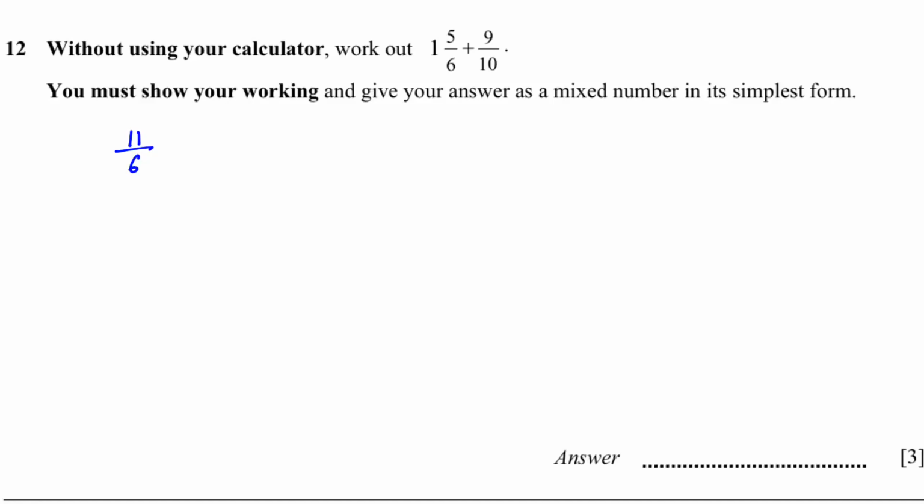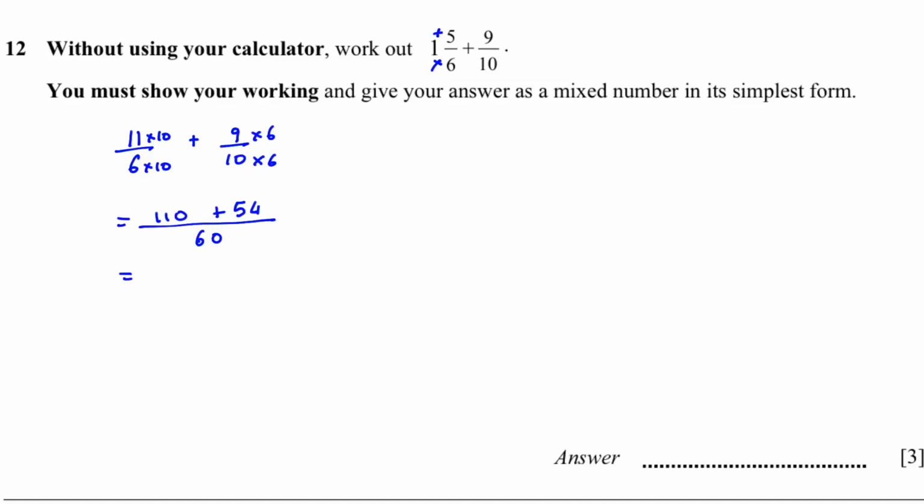To get it manually, do 6 times 1, 6, plus 5, 11 over 6, plus 9 over 10. You need to have a common denominator. You can multiply this by 6 up and down and this by 10. 110 plus 54 over 60.